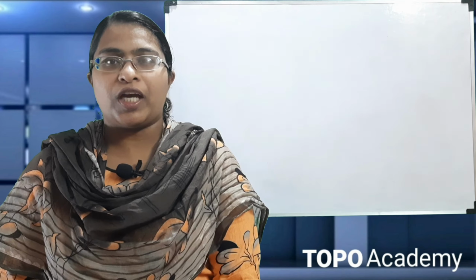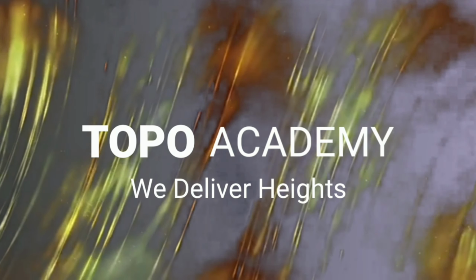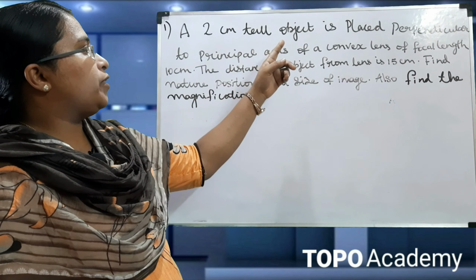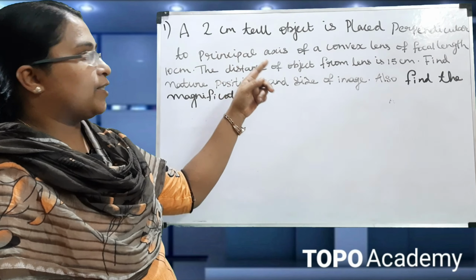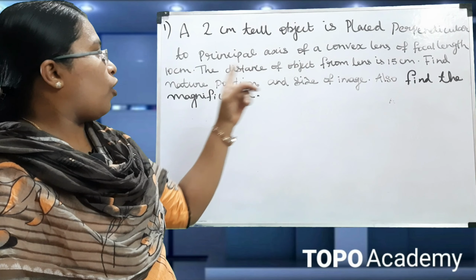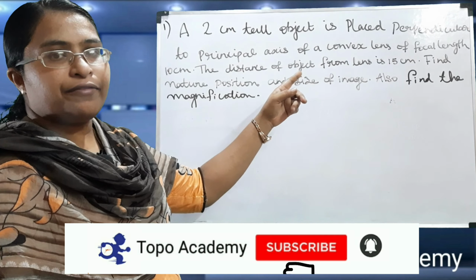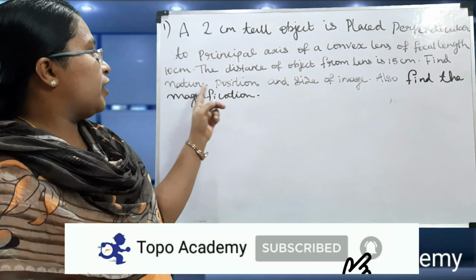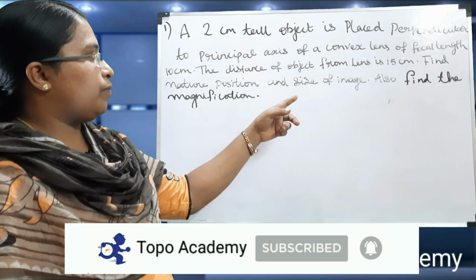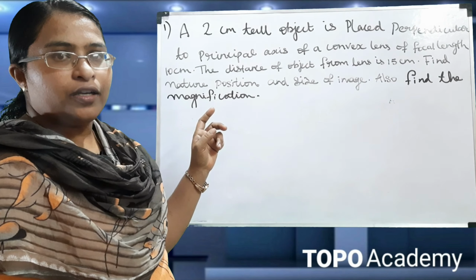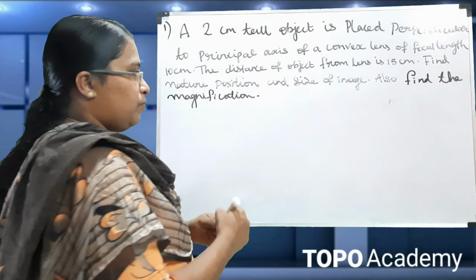In today's session, we are going to discuss some problems related to concave lens and convex lens. So the first question: a 2 cm tall object is placed perpendicular to the principal axis of a convex lens of focal length 10 cm. The distance of the object from the lens is 15 cm. Find the nature, position and size of the image. Also find the magnification. So we can just draw the rough figure of this problem.